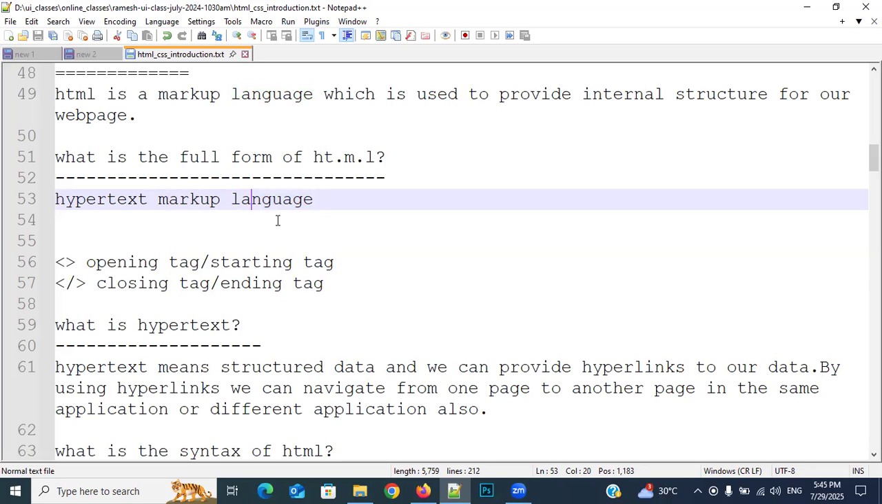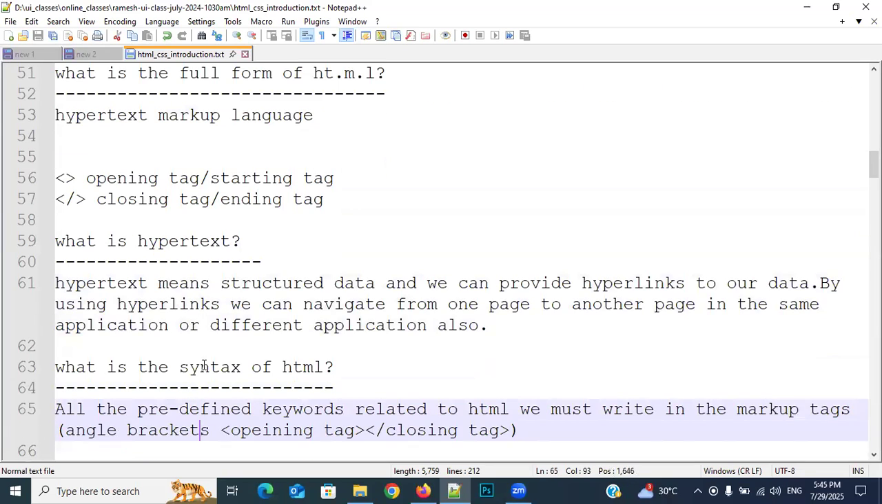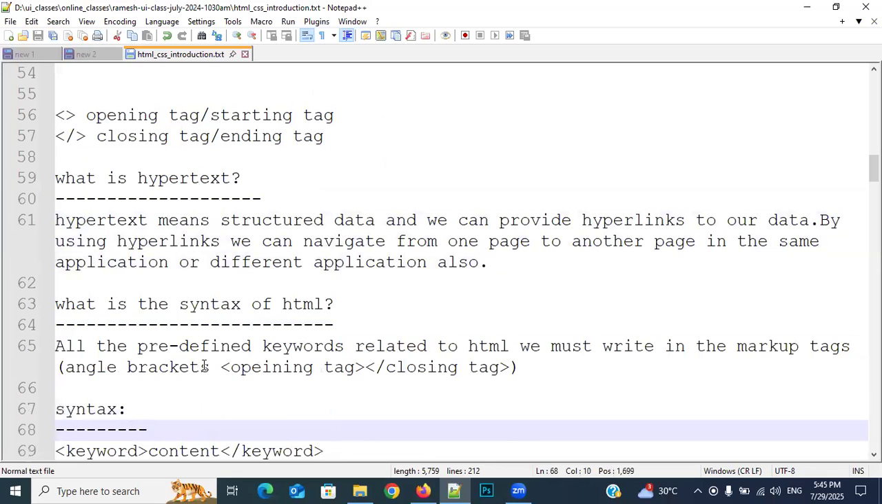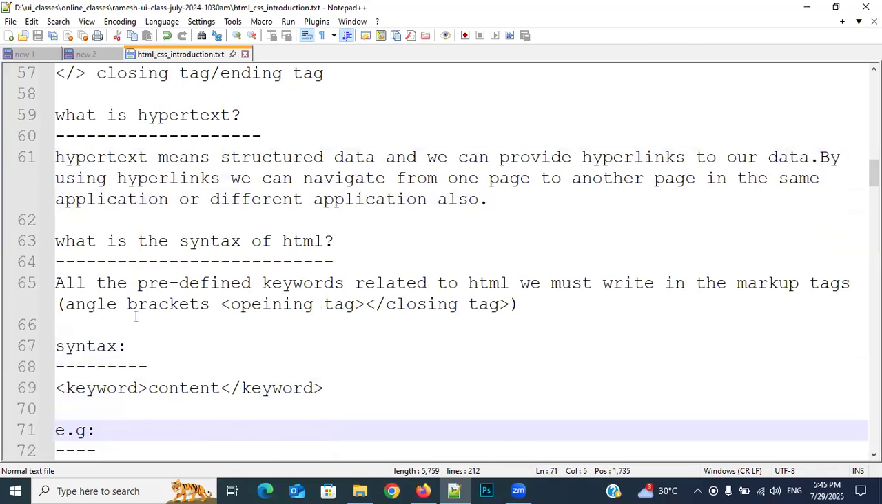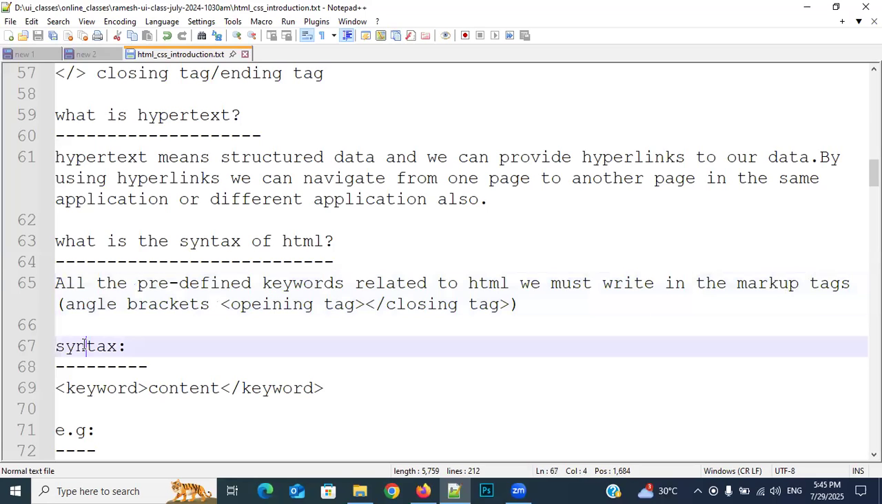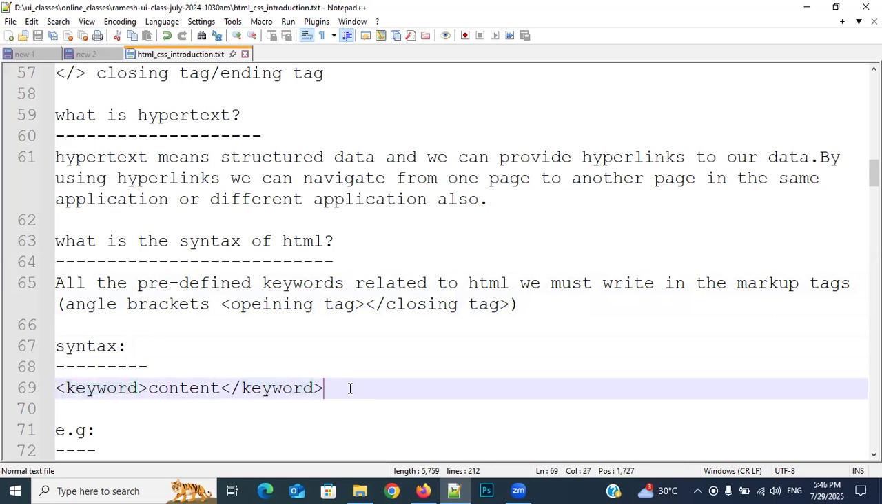So that's what I am writing there. Then after what is HTML, what is hypertext is completed. Then what is the syntax of HTML? All the predefined keywords related to HTML we must write in the markup tags. Markup tags are nothing but angle brackets, opening tag and closing tag. See it, everybody, syntax: tag, keyword name, content, and keyword tag ending.